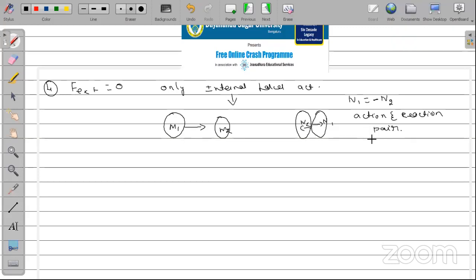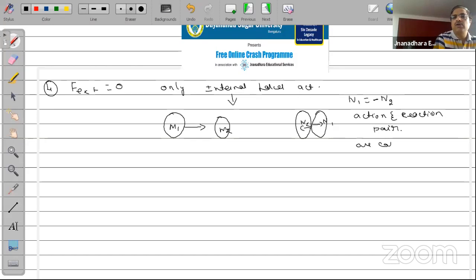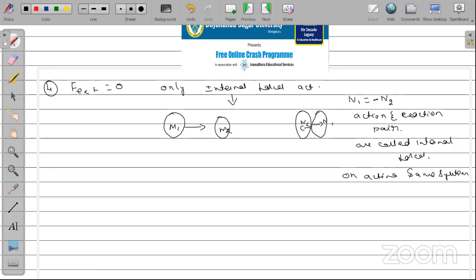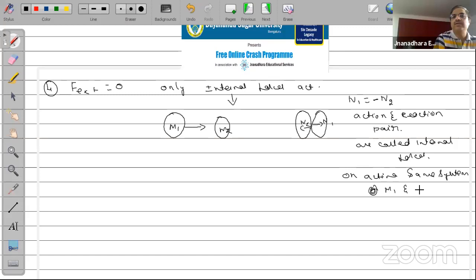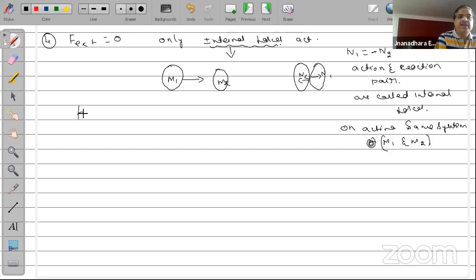Now, this action and reaction pair, the forces in fact are called internal forces. Internal forces, because both action and reaction are acting on the same system, not on the same body. Now the system here is m1 and m2 together, called one system. On this system, we have forces N1 and N2 acting, and therefore this is called internal force. So when only internal forces are acting and the external force is 0, we always say that the final momentum will be equal to the initial momentum.